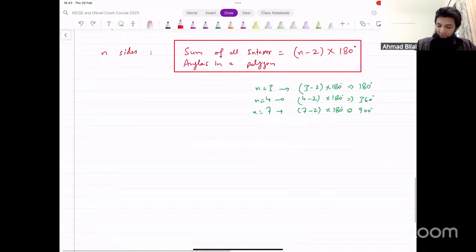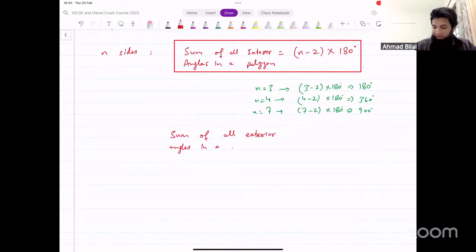Then we also have a formula for the sum of all exterior angles in a polygon. In fact, it's not a formula, it's just a fact. The sum of all exterior angles in a polygon always equals 360 degrees. Sum of all exterior angles, it always equals 360 degrees.